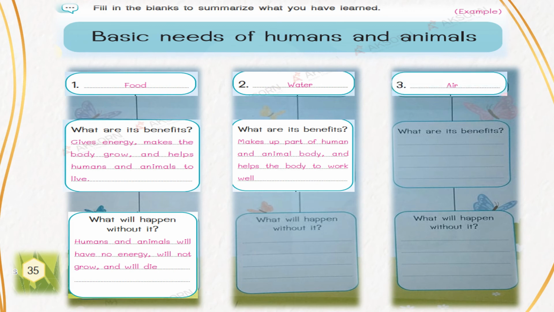Next, number 3, it is air. Okay. In number 2 question, what will happen without it? And the number 3, what are its benefits? And last is what will happen without it. Okay, do you understand, everyone? Very good. Let's move on.